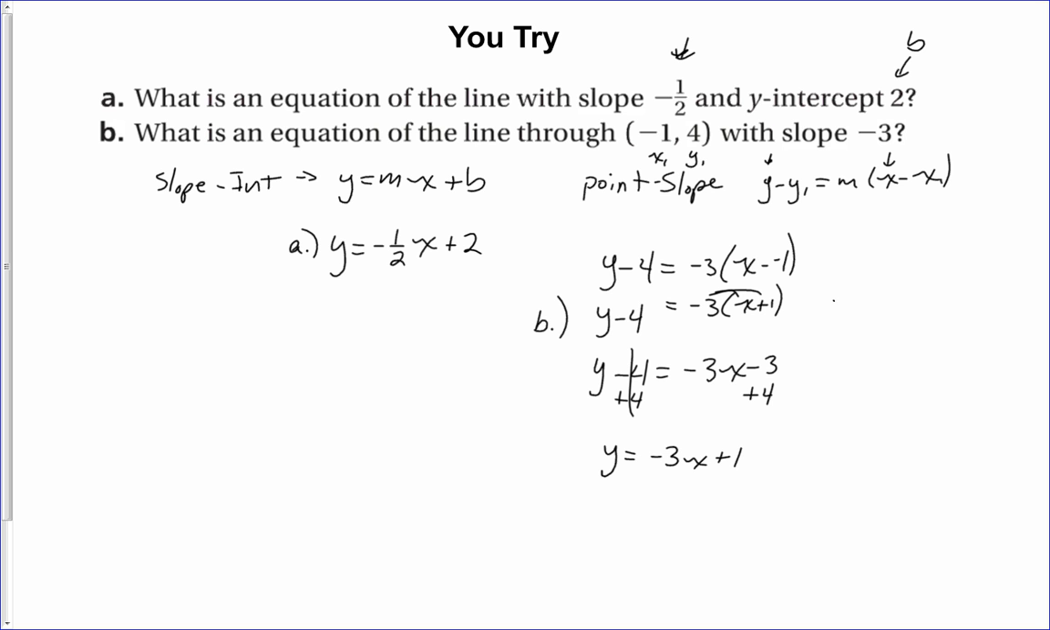Now, this equation right here and this equation right here, even though they look very different, they will still give you the same exact line. Don't believe me? Graph this line using the point negative 1, 4 with a slope of negative 3, and then graph this line with a y-intercept of 1 and a slope of negative 3. And if you do it properly, you will see that it is the same exact line. All right, moving along.